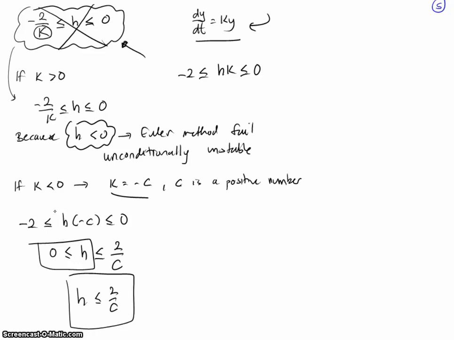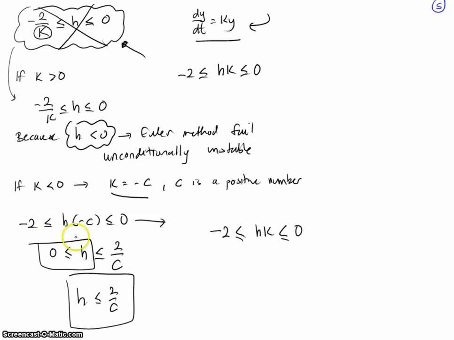Before I move on, I want to mention that some of the textbooks or lecture notes that you see may write the stability criteria as minus 2 less than hk less than 0. So they basically omit the equal sign. Omitting the equal sign is also fine. Having the equal sign basically says that you're approaching the threshold where your algorithm is going to be stable.